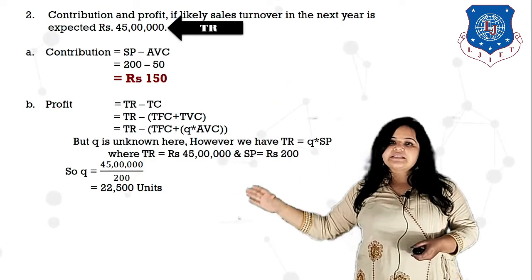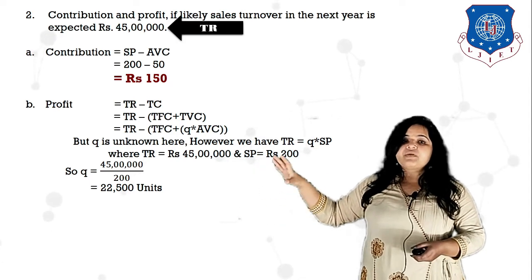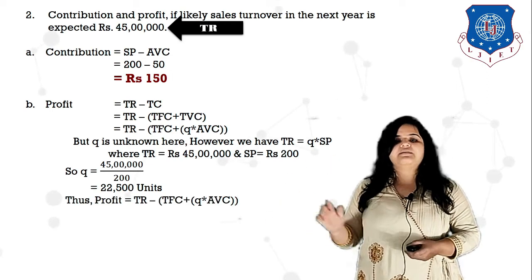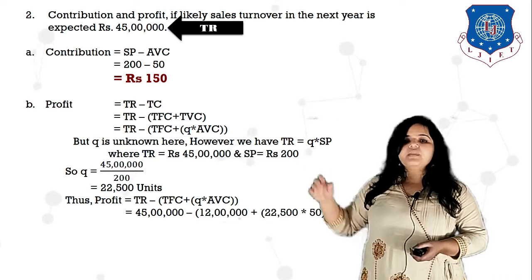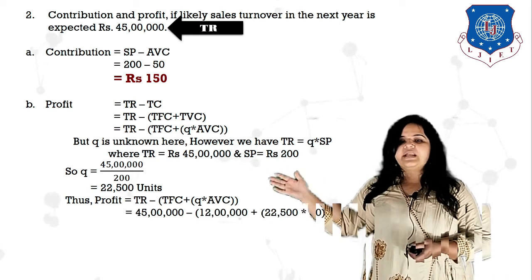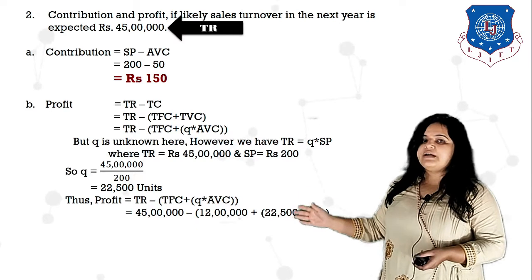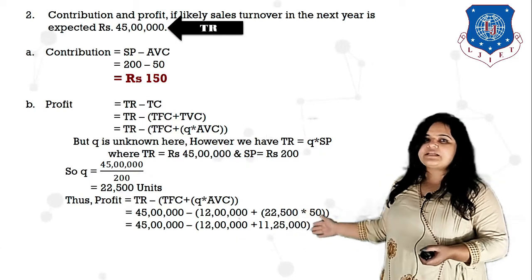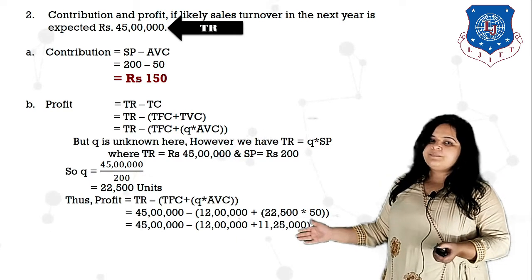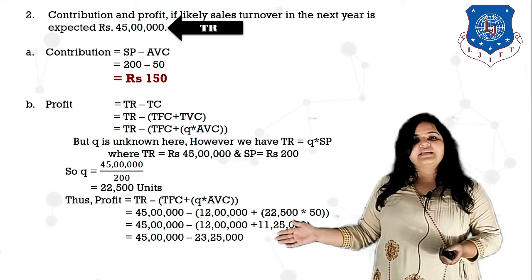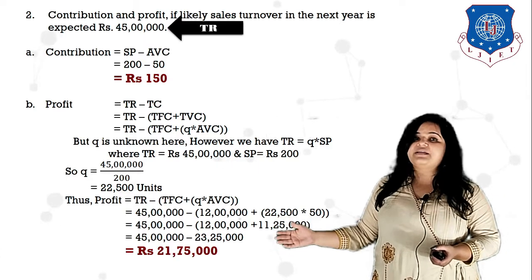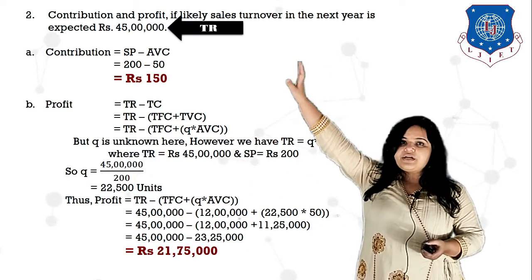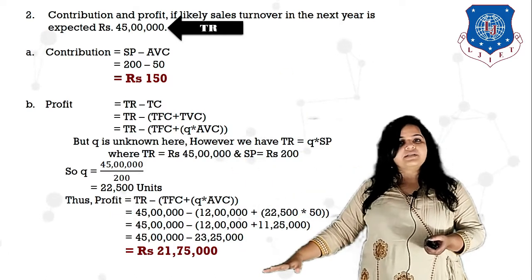Replacing this Q in our formula where profit is equal to TR minus (TFC plus Q into AVC), we get 45 lakhs minus (12 lakhs plus 22,500 multiplied by 50). This gives out 45 lakhs minus (12 lakhs plus 11 lakh 25,000), which is 45 lakhs minus 23 lakh 25,000, which is 21 lakh 75,000 rupees. This is the profit achieved if total revenue is 45 lakh rupees. I hope you got the point.